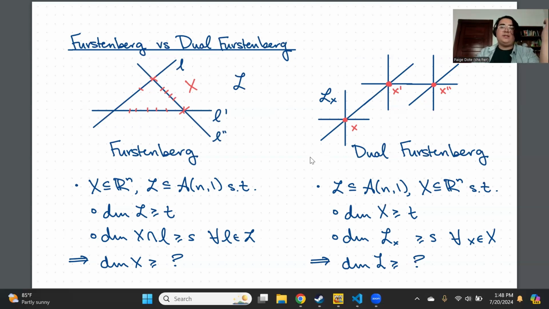The issue is that some of these lines can overlap between 2 points, as is seen in this diagram. Now you may be wondering why this is called a dual Furstenberg set. As it turns out, they're in fact precisely dual in 2 dimensions.